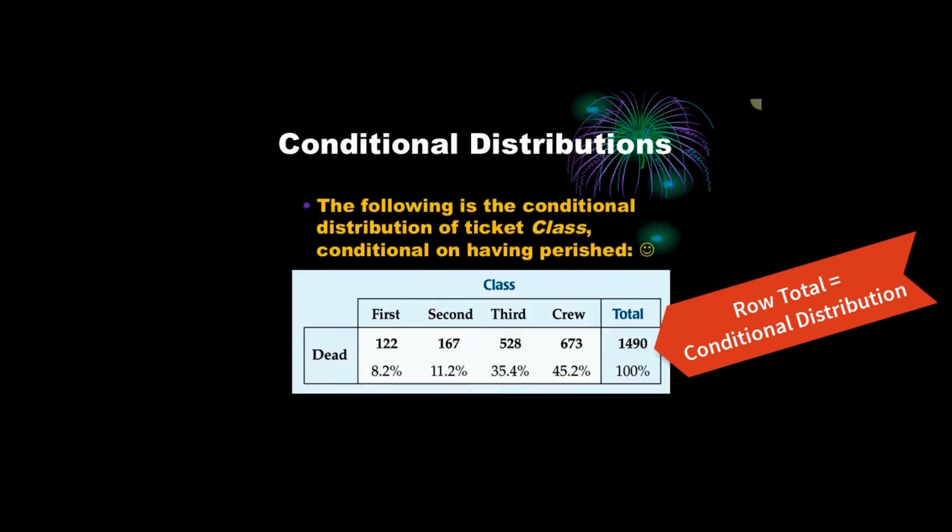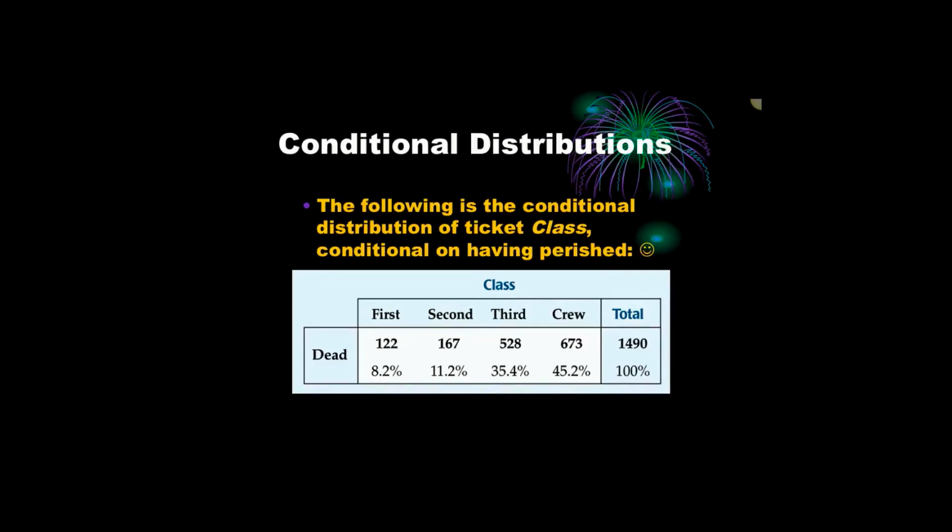So this is showing the conditional distribution of ticket class, where the condition is now that they have died. Again, they're found the same way. We only look at the total number of people that died, and we take our 122 first-class passengers that died and divide that by the total number of passengers that perished. This gives us 8.2% of all those that died had a first-class ticket. Then you can look at the crew and see that of all the passengers that died, 45.2% of those people were crew members.